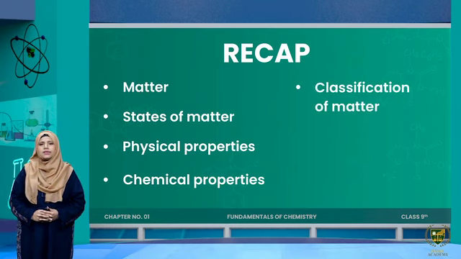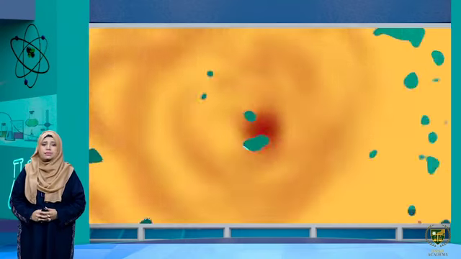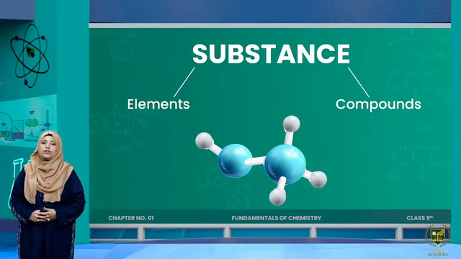If we classify matter, we saw that we can classify it into two major groups, substances or mixtures. And if we look into substance, substance could be of two types, element or compound. In this lesson, we are going to discuss element in detail.